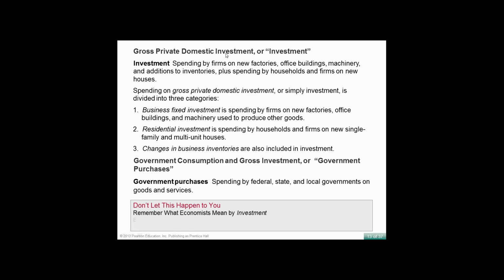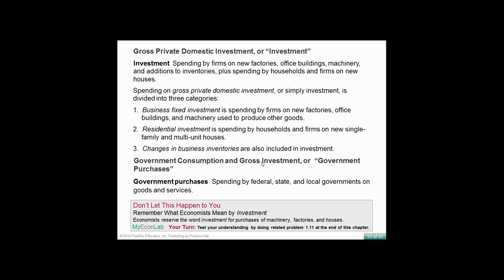Gross private domestic investment, or investment, is spending by firms on new factories, office buildings, machineries, and additions to inventories, plus spending by households and firms on new houses. Spending on gross private domestic investment is divided into 3 categories: business fixed investment, which is spending by firms on new factories, office buildings, and machineries used to produce other goods; residential investment, which is spending by households and firms on new single-family and multifamily houses. Changes in business inventory are also included in investment.